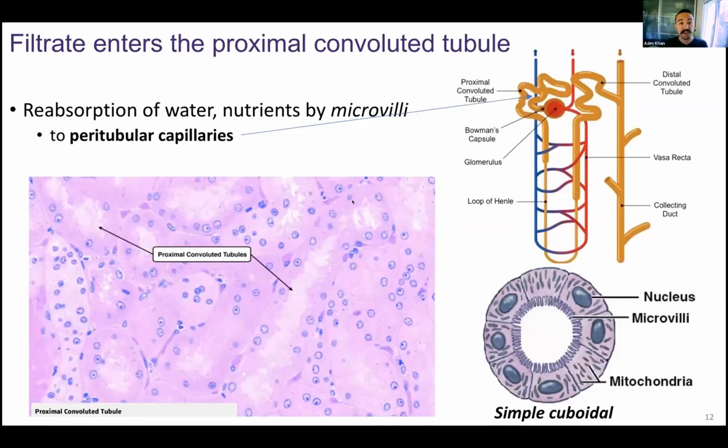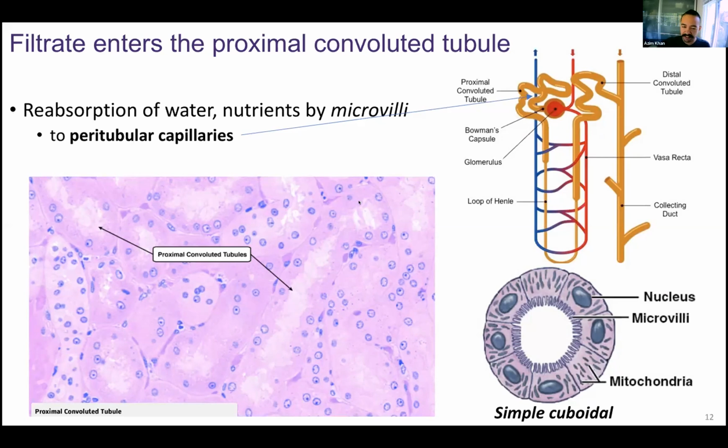So we formed our filtrate. Back to that refrigerator analogy, we've removed everything from the refrigerator. Well, not really everything, like red blood cells haven't been removed, but anything small enough that could fit through those pores and through the slits of the podocytes has now exited.